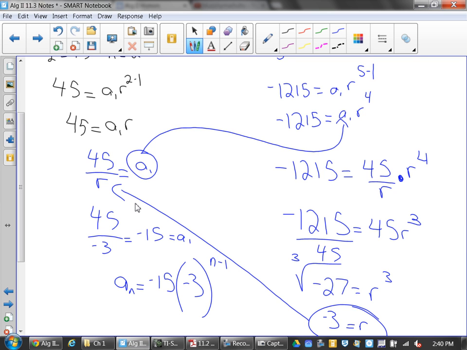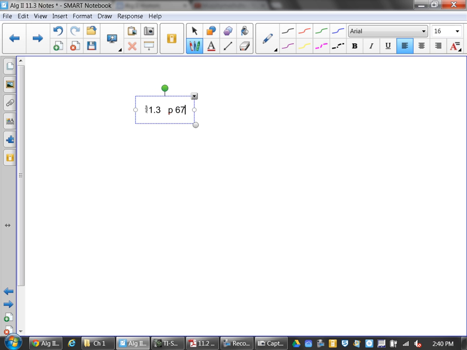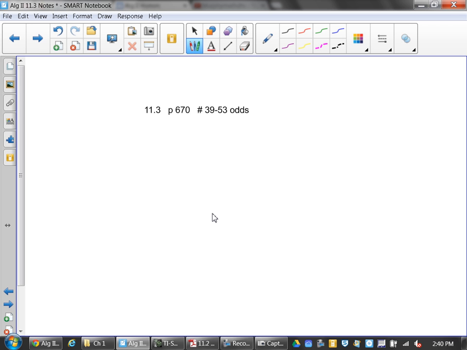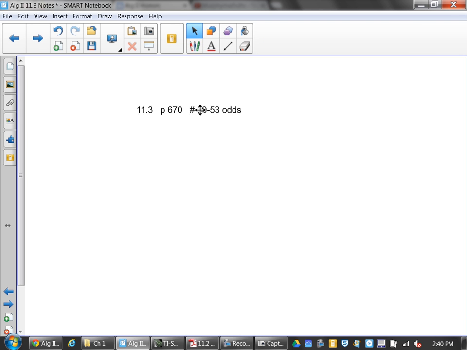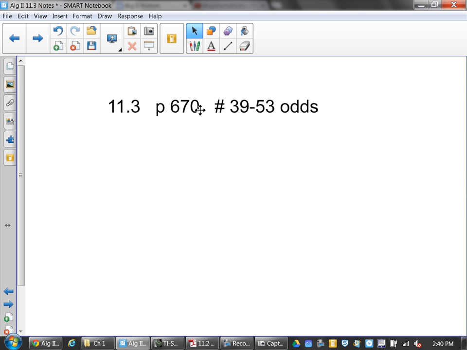Okay. Let me give you a couple of these to try. It's still section 11.3. It's on page 670, numbers 39 through 53 odds. I'm giving you the odds in this case so that you can check your work again. All right. Homework? Got it? We still have to do sums, and we still have to worry about some of the word problems with these, but you'll find out sums with the ratios really aren't that bad. Work through those, and we'll continue on Monday.